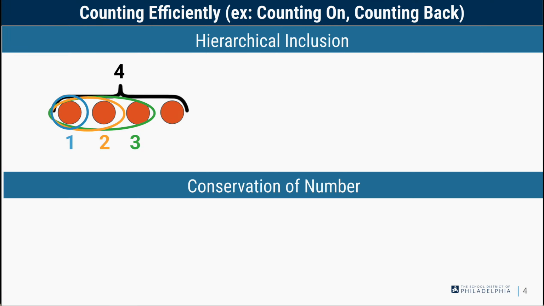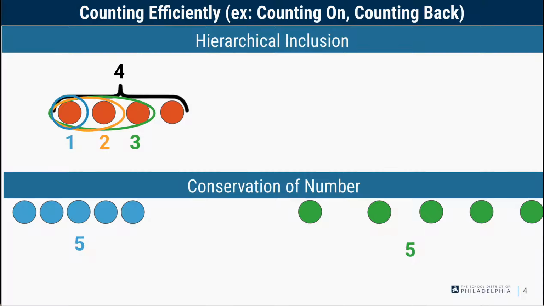Next, we look for conservation of number. Conservation of number is the idea that these blue counters on the left show the quantity of 5, and these green counters on the right also show the quantity 5, even though the arrangement is different. Some students who are struggling with conservation of number might think that the group of green counters on the right is showing a larger quantity because the counters are taking up more space and they are more spread apart. But a student with conservation of number knows that no matter how these counters are arranged, I'm still seeing the quantity 5 in all of these arrangements.